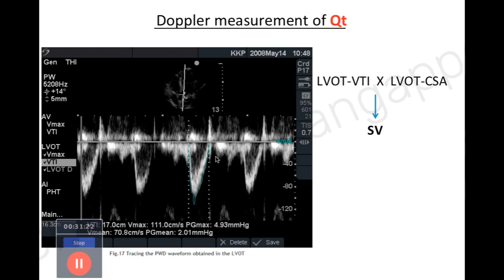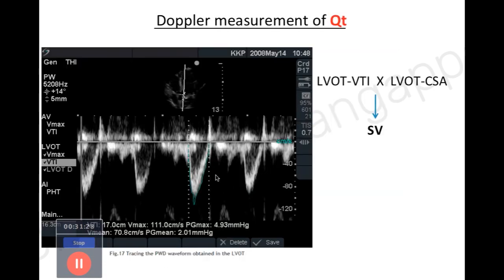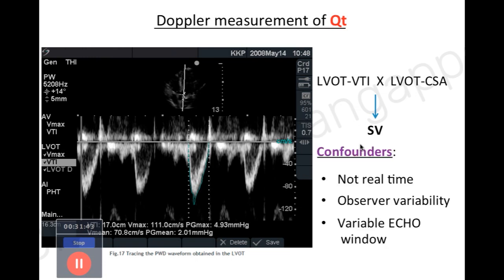So I'm sure many of you would have done this. It's very simple. You just put a 5-chamber view, put a sample, put a pulse wave, you'll get these waveforms. You trace this waveform from the baseline to the tip through and through, you'll get a LVOT VTI. So this number, whatever you get, you multiply by LVOT cross-sectional area, that gives you stroke volume.